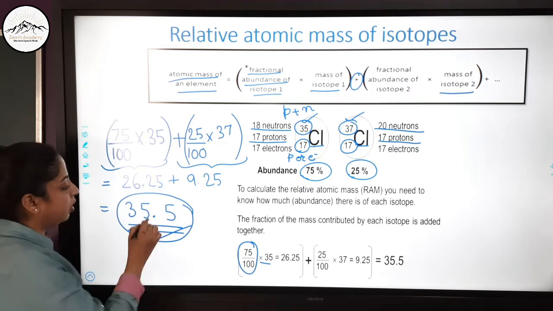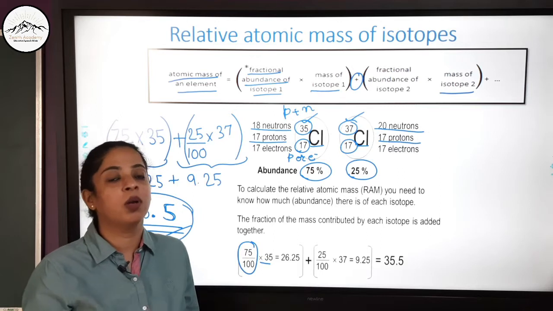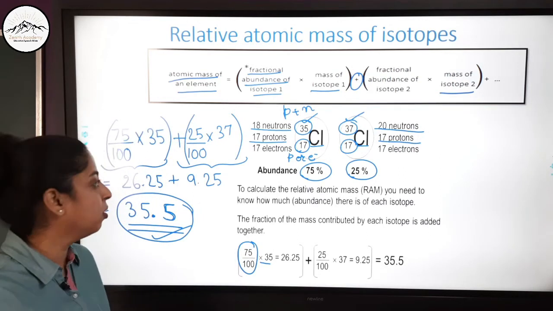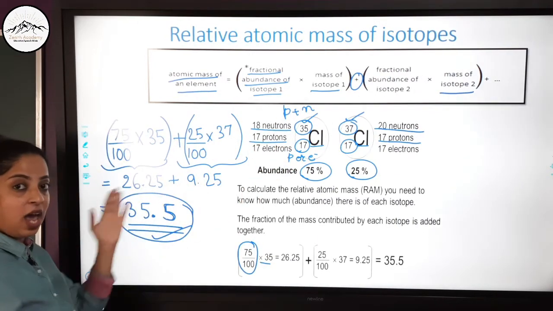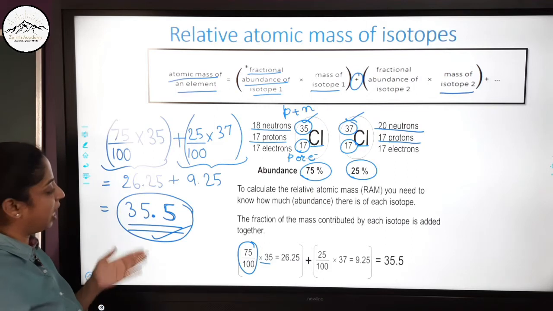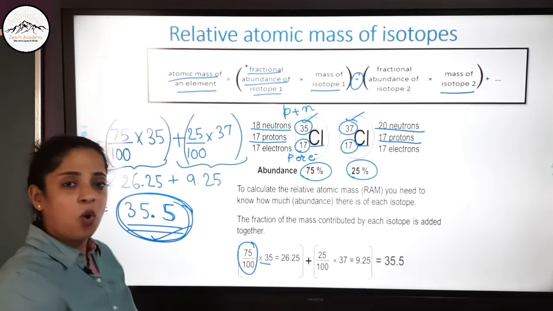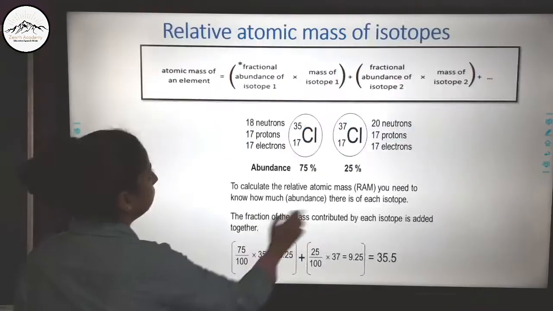Now you should note here that this is a decimal, 0.5, but the number of protons or the number of neutrons cannot be a fraction, it cannot be half. But for isotopes we consider this as the relative atomic mass. So in isotopes you can find masses in fractions, whereas generally for all the elements it is a whole number.